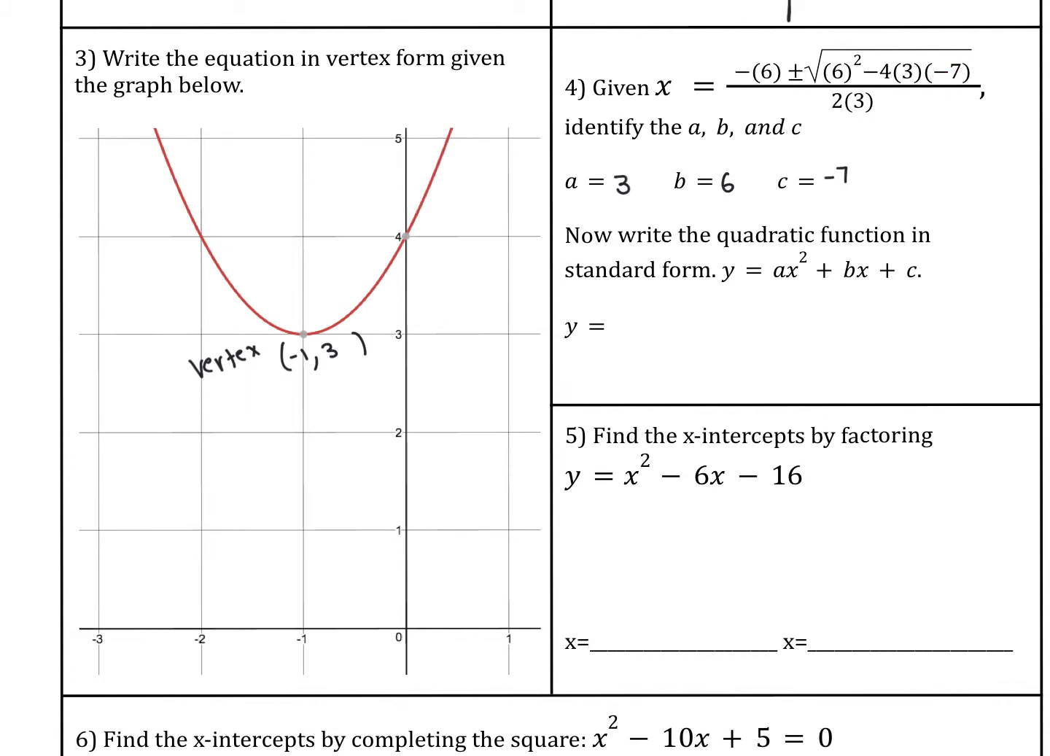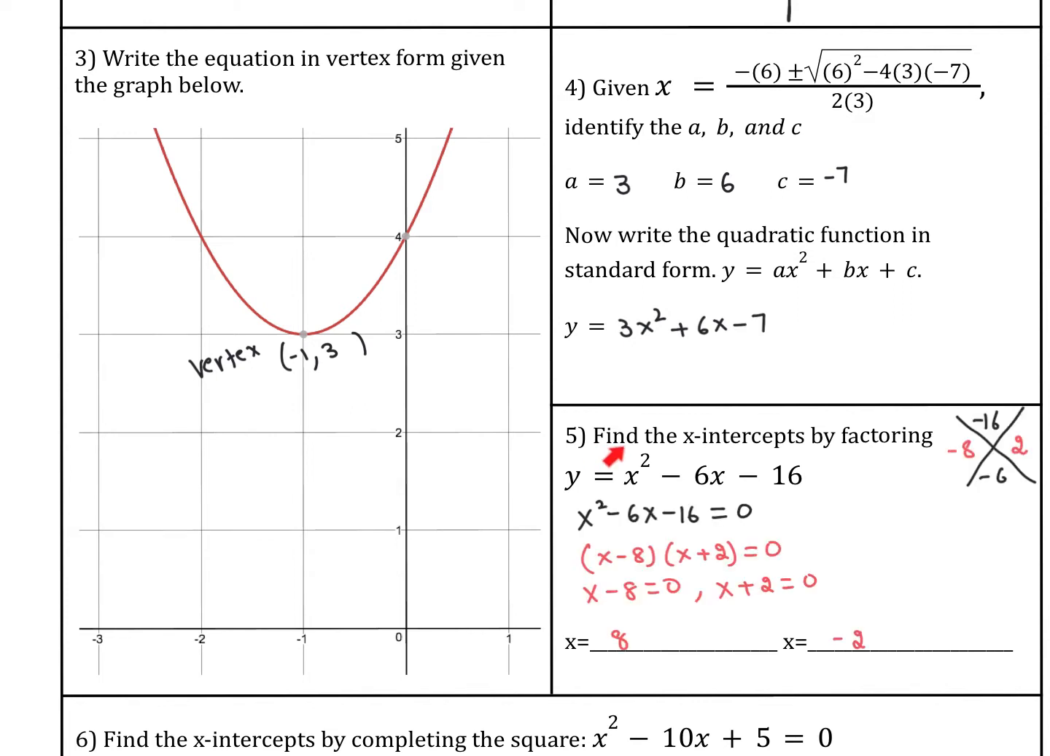Now to find the equation in standard form, you're going to plug in A, B, and C in here to find the equation. So 8 times x squared would be 3 times x squared plus 6 times x minus 7.